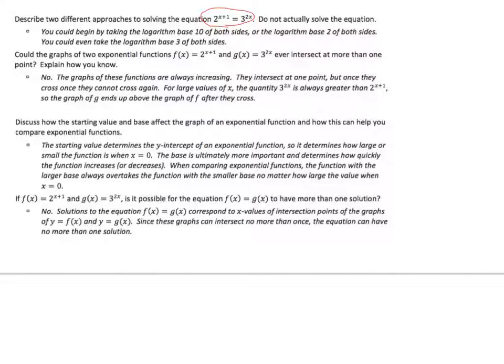And then lastly, if f of x equals 2 to the x plus 1, g of x equals 3 to the 2x, is it possible for the equations to have more than one solution? No. There's only one intersection point. It's raised to an x to the singular value. It's just x. It's not x squared. So it's just going to intersect once.